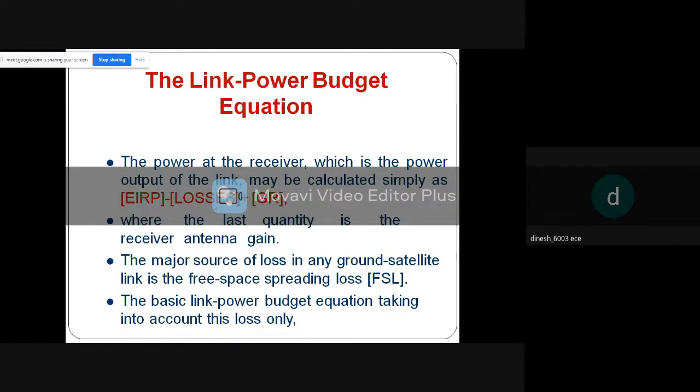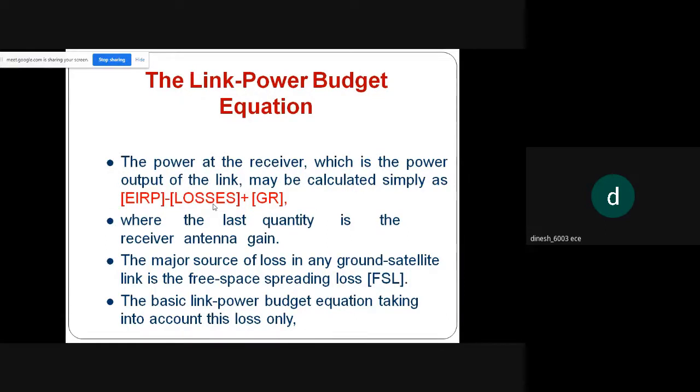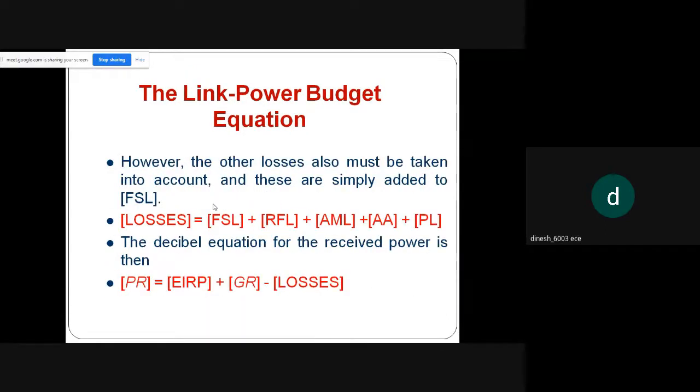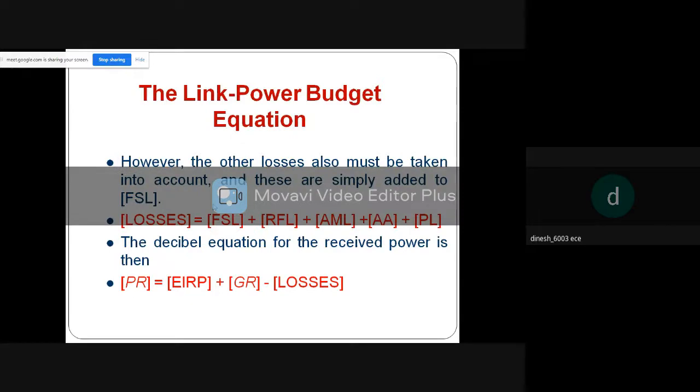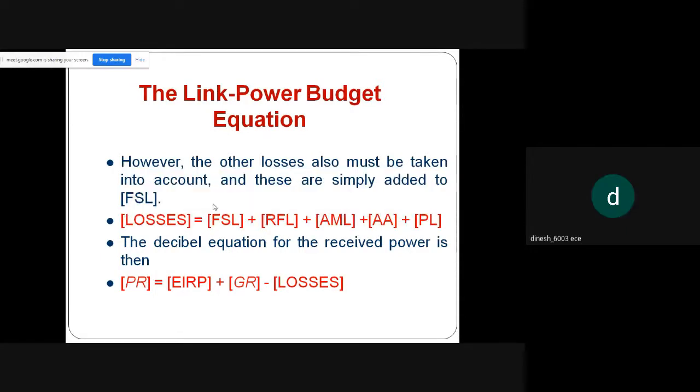So the basic link power budget equation taking into account these losses only is written here. However, we cannot neglect the other losses also. The losses that we have seen are free space loss, receiver feeder loss, antenna misalignment loss, atmospheric absorption, and depolarization loss. All of this comes under your losses.